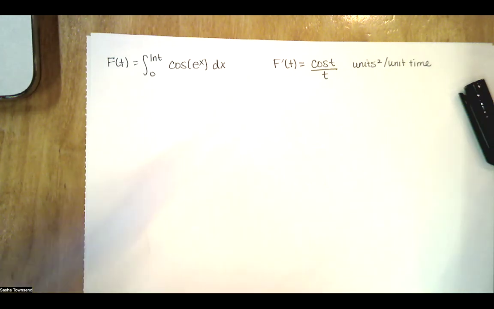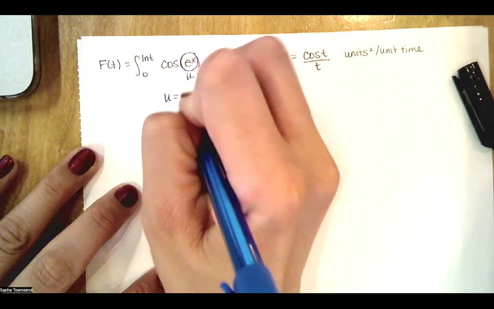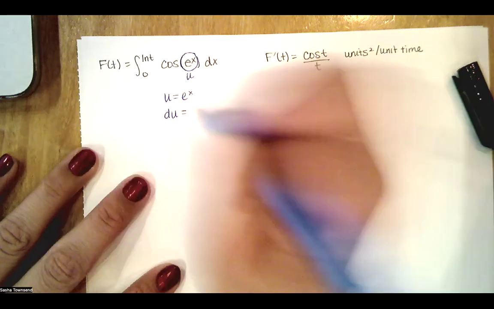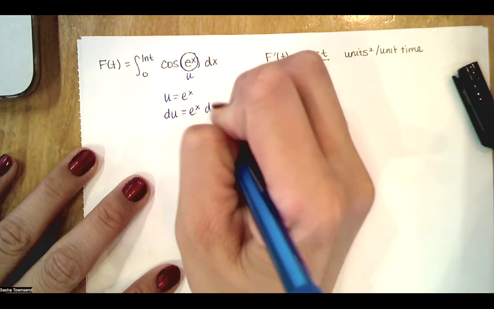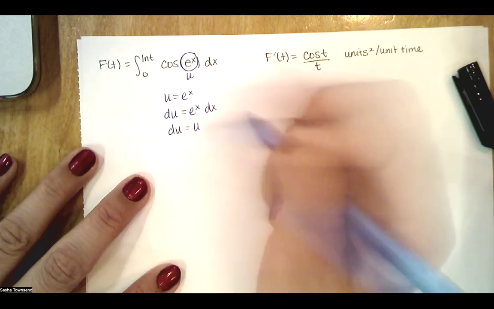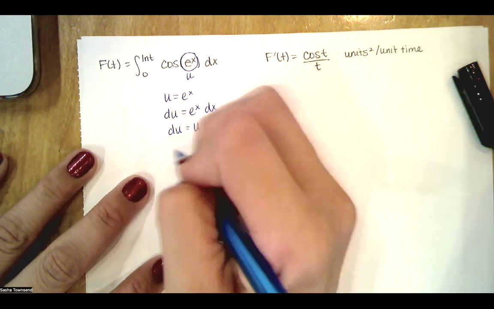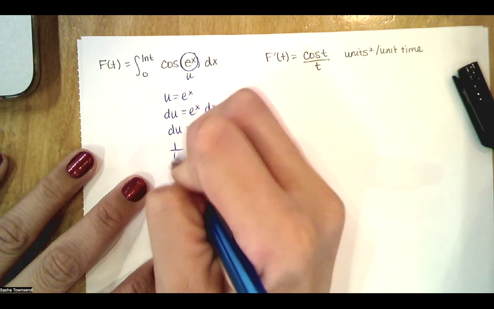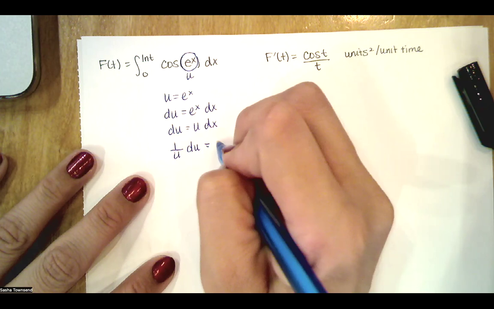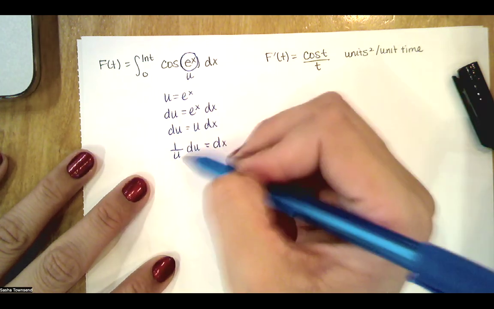And we're going to use the u substitution here. We're going to let u be that inside function. Then if u is equal to e to the x, then du is e to the x dx. But e to the x is actually u. So this says du is u times dx. So if I want to, I can get dx by itself by dividing both sides by u, or multiplying by 1 over u, same thing. So we see that this is cosine of u times dx, which is 1 over u du.